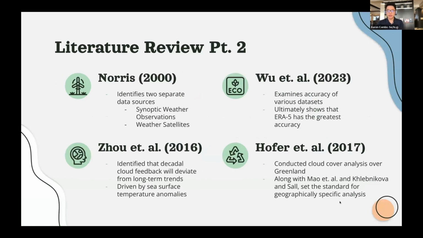Finally, regarding data itself, Norris, 2000, explained that there are 2 separate data sources from which the vast majority of cloud cover data is derived: land-based synoptic weather observations and space-based weather satellites, each of which have their own set of benefits and drawbacks. Wu et al. then concludes this, demonstrating that the ERA5, a reanalysis dataset that includes data from both sources, is the most accurate.